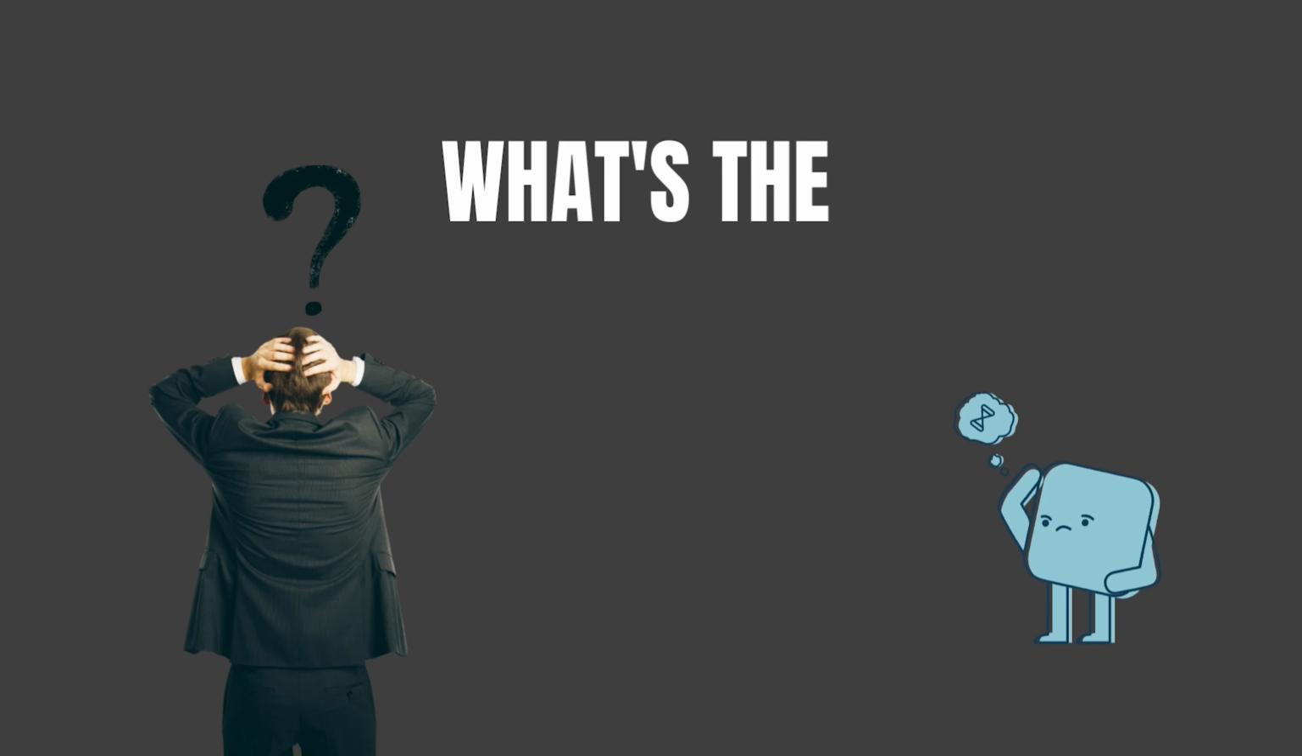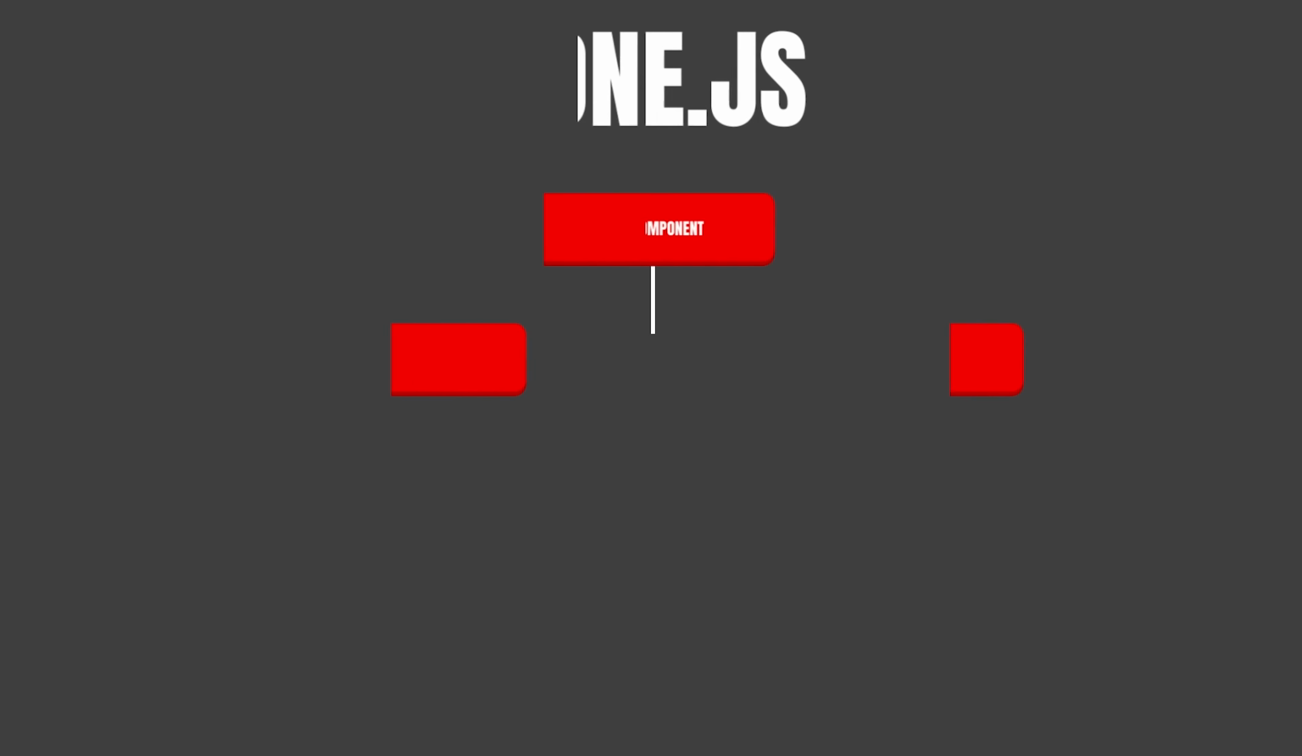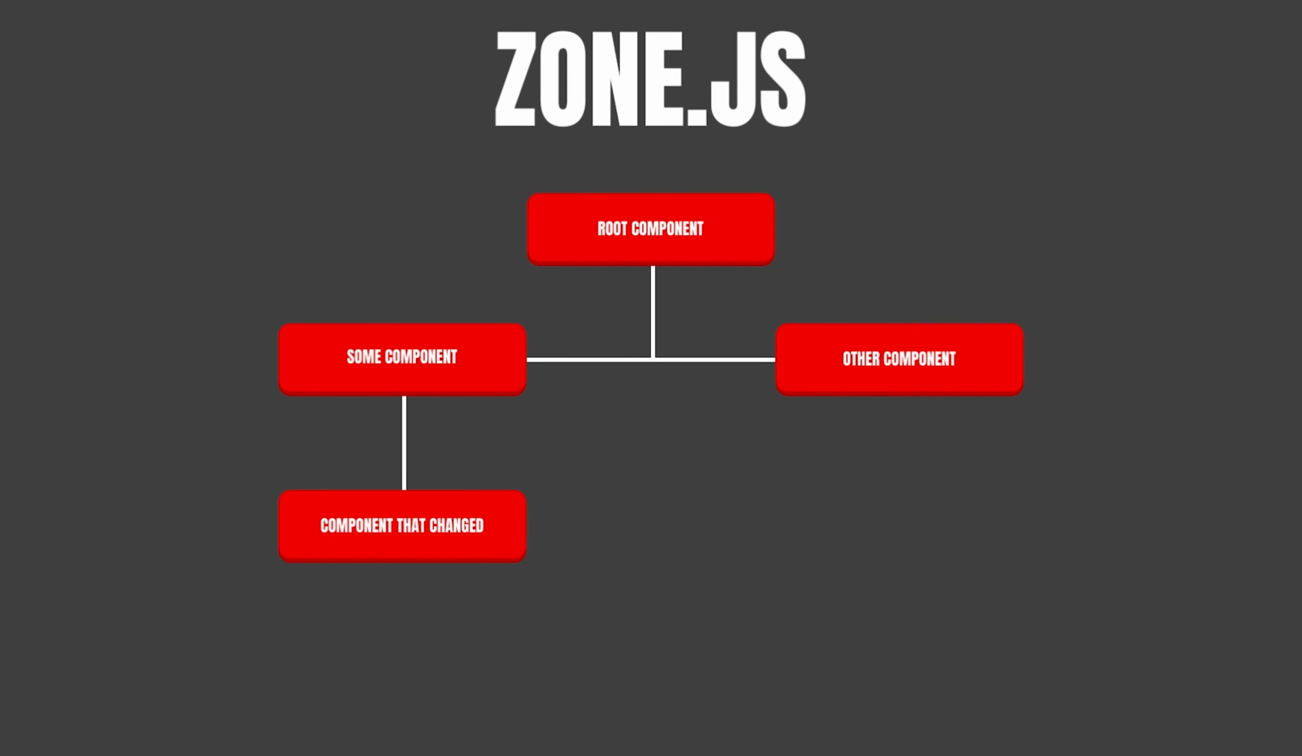Why is this so important? Up until now, Angular's change detection system has relied on Zone.js. To detect changes, Zone.js starts at the root component and traverses all the components until it finds the one that triggered the change. This can make scaling your application rather difficult.